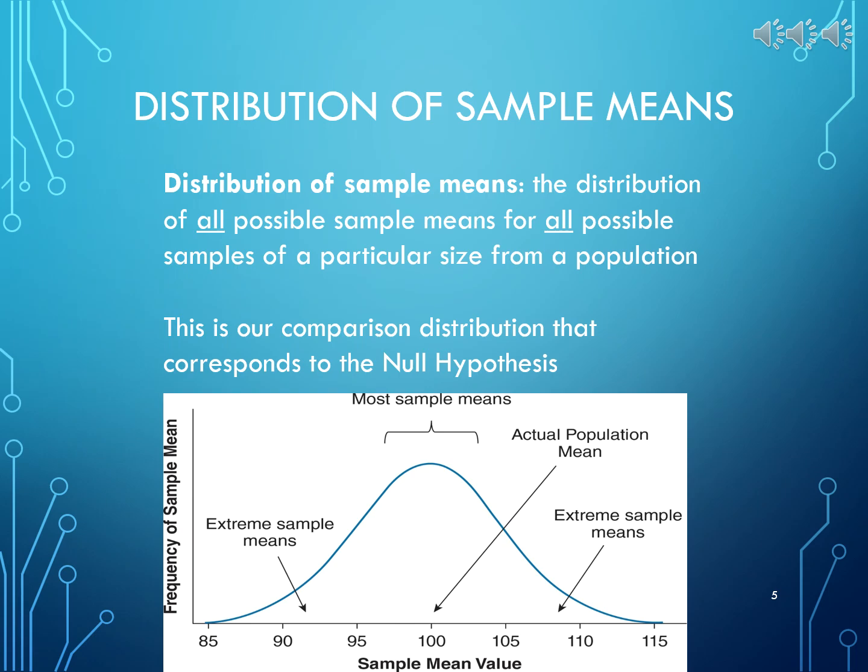Okay, so it's another cognitive leap here. It's not just raw scores. This distribution is actually made up of a bunch of sample means. So the actual definition is the distribution of all possible sample means for all possible samples of a particular size from a population. Now, this distribution is going to be what's called a comparison distribution. It's going to correspond to the null hypothesis.